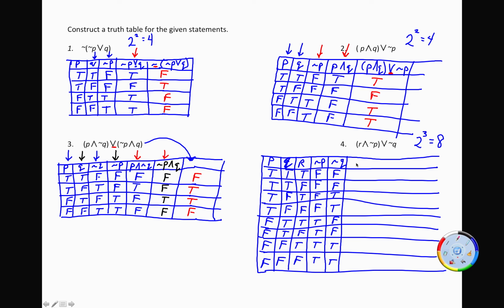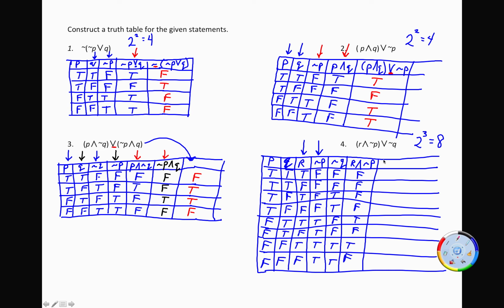The next thing is inside the parentheses, so I have R and not P. And I'm going to make that determination based on, of course, R and not P, based on what it means to be and. For an and statement to be true, both have to be true. So this is false, false, false, false, true. They're both true right here. False, true again, and false.